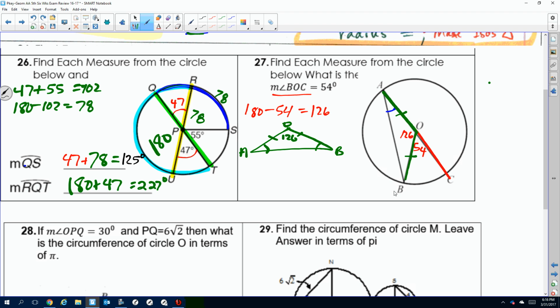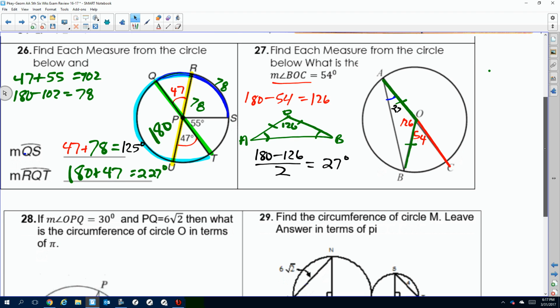To get their measure, I can just say 180 minus the 126 and divide by 2, and that will give me each angle. So each angle is 27. And I think that's all they wanted on this problem. So that's 27.